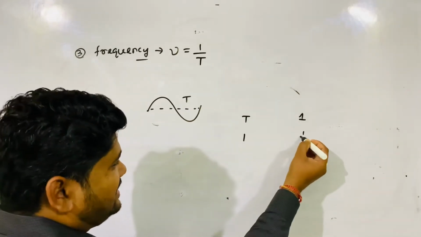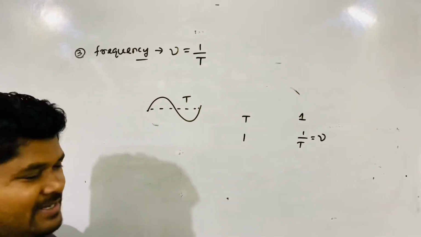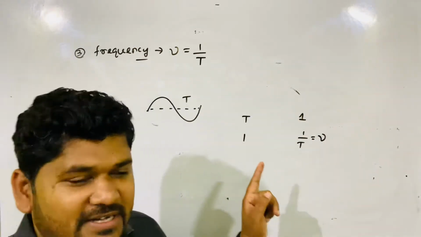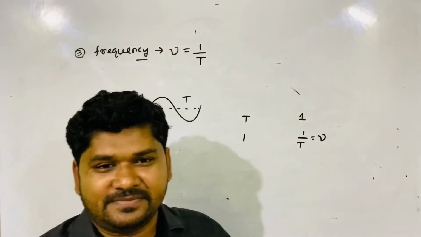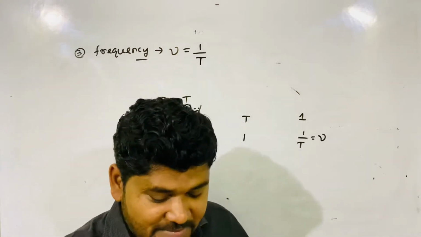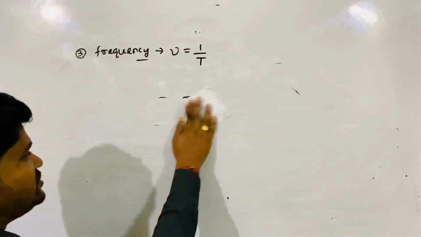So in T seconds, one wave passes. In 1 second, 1 by T waves pass. This is called frequency. In T seconds, one wave; in 1 second, 1 by T number of waves. So that is the frequency. That's why nu is equal to 1 by T. So this is the frequency and SI unit is Hertz.